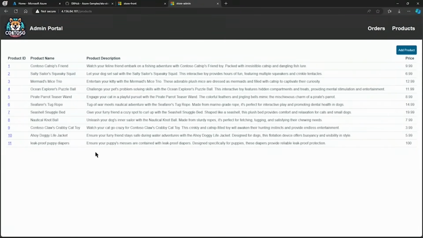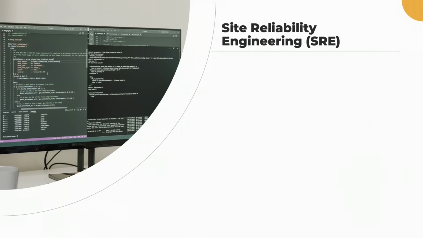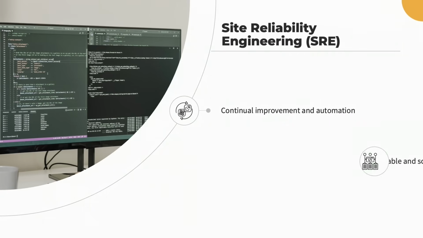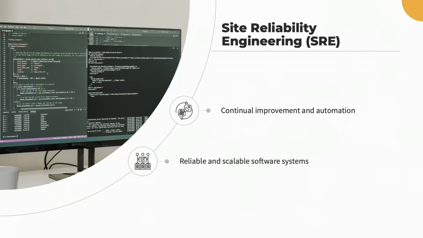This video explores the suitability of advanced generative AI models for site reliability engineering practices. Site Reliability Engineering, or SRE, embodies a philosophy of continuous improvement and automation to ensure software systems are reliable and scalable. With Azure's diverse array of AI services, SRE teams can leverage state-of-the-art generative AI models to enhance their practices, from incident response to predictive maintenance.